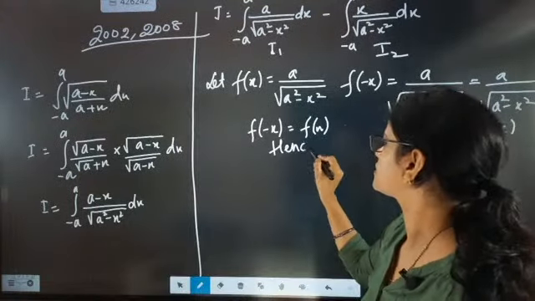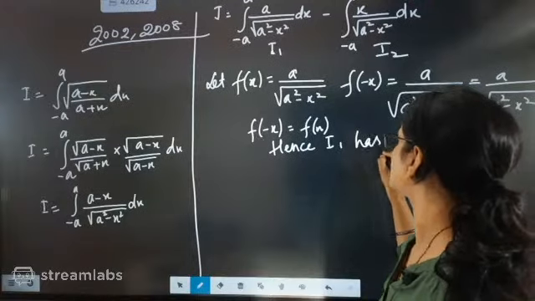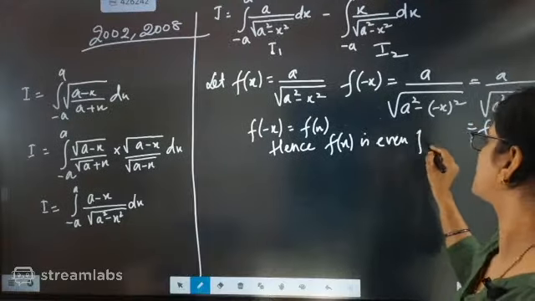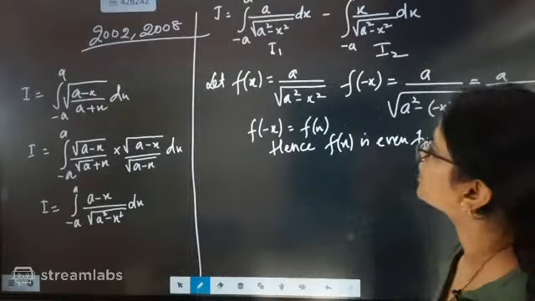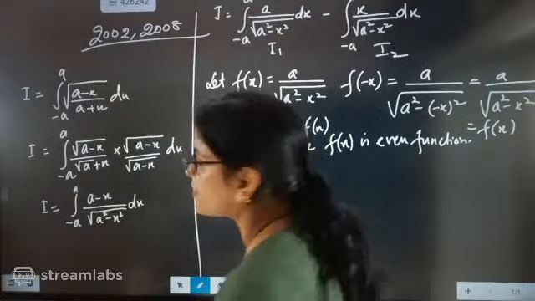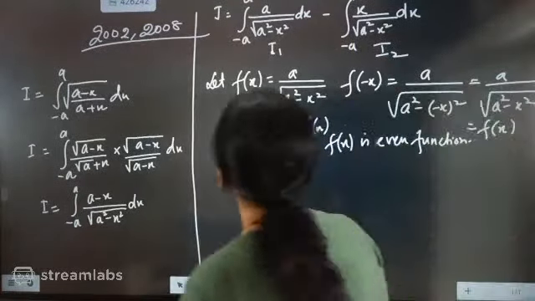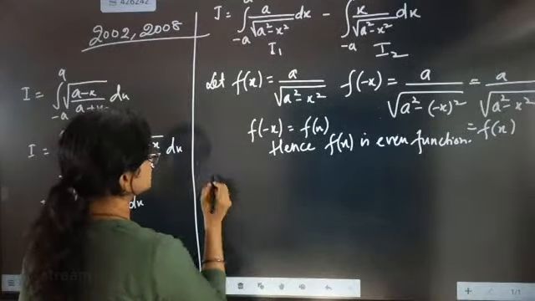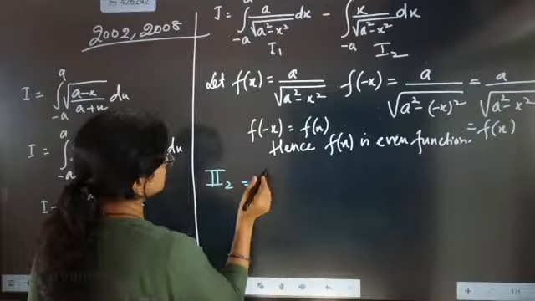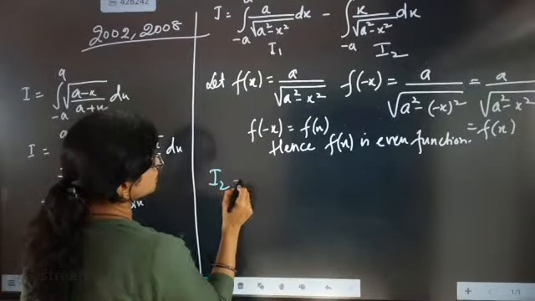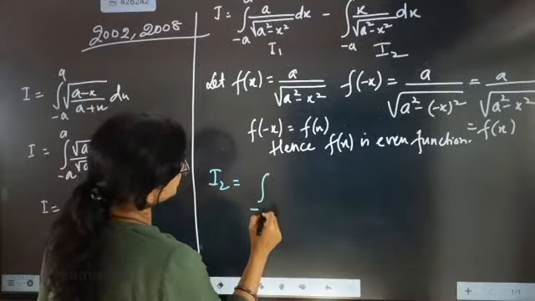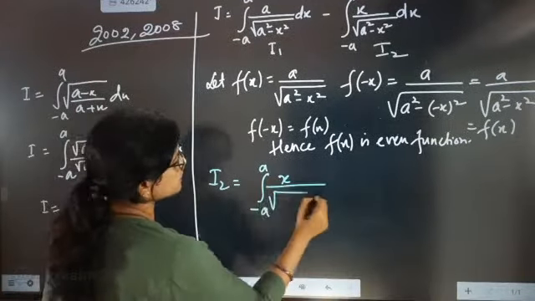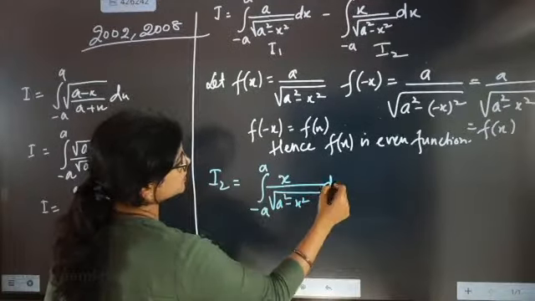Hence f of x is an even function. Now f of x is coming as an even function. So now the next part is we are going to take I2 and solve. Here it is going to come as the integral from minus a to a of x by root under a square minus x square dx.